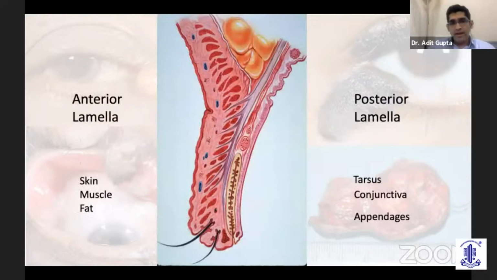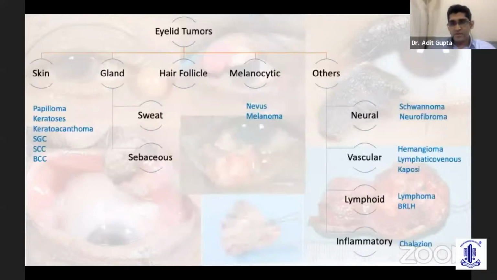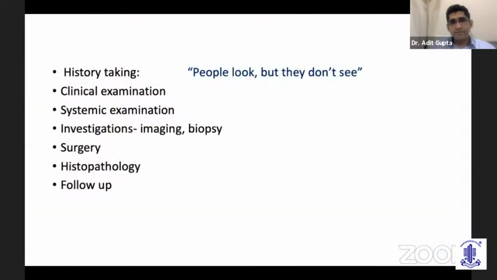Now, we all know that eyelid has an anterior lamella and a posterior lamella, and there are various structures which form these lamella. Eyelid tumors originate from these various structures, and the classification of eyelid tumors thus becomes simple to differentiate based on whether they are arising from the skin, the sweat or the sebaceous glands, the hair follicles, melanocytes, or various structures found within the eyelid.